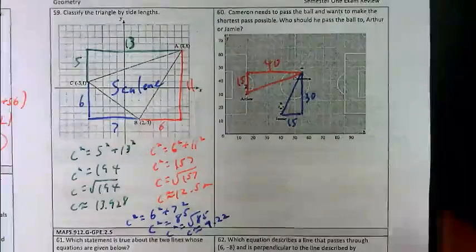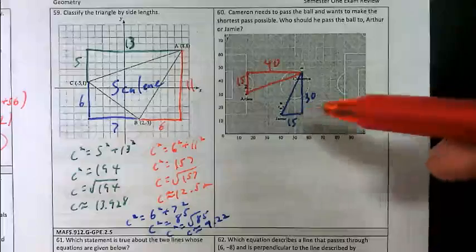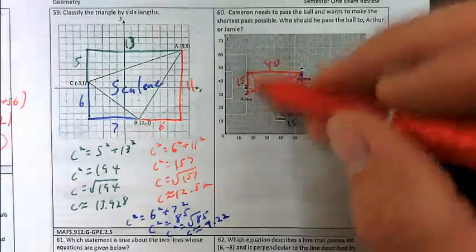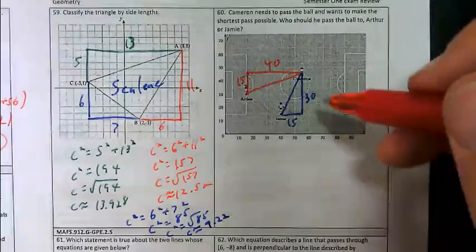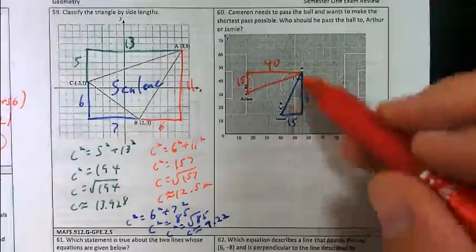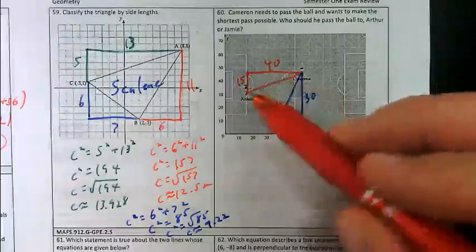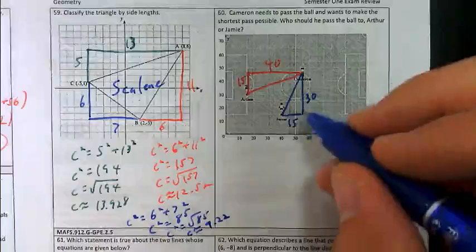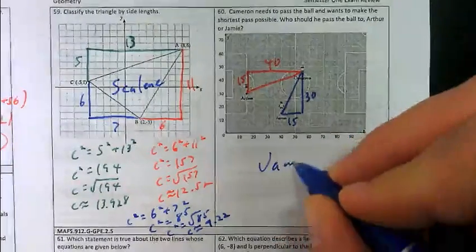Now, just looking at this, I don't even have to figure out the other side, because if this is 30 and 15 and this is 40 and 15, the one with the two shorter sides is going to have to be the one that works, because this side will have to be shorter than this side, just based off of the dimensions. So we don't have to do the work. If you wanted to, you could figure out the length, but Jamie would be closer.